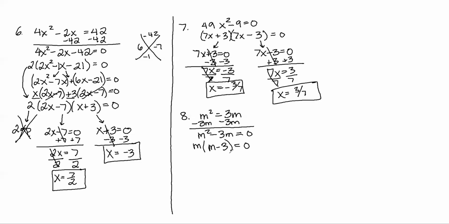We are completely factored, so we can split this up. Remember, this m is its own factor. If you want to put it in parentheses, you can. So we get m equals 0, which is one of our solutions, and m minus 3 equals 0, which gives us, after we add this 3, m equals 3. So we have two solutions. We have 0 and 3.